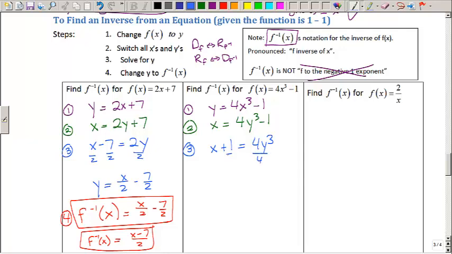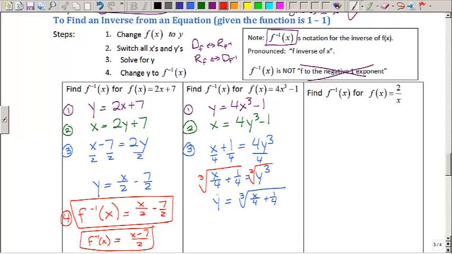Next, I'm going to divide all terms by 4. And lastly, I need to take the cube root of both sides to get y all by itself. So I'm left with y equals the cube root of x over 4 plus 1 over 4.